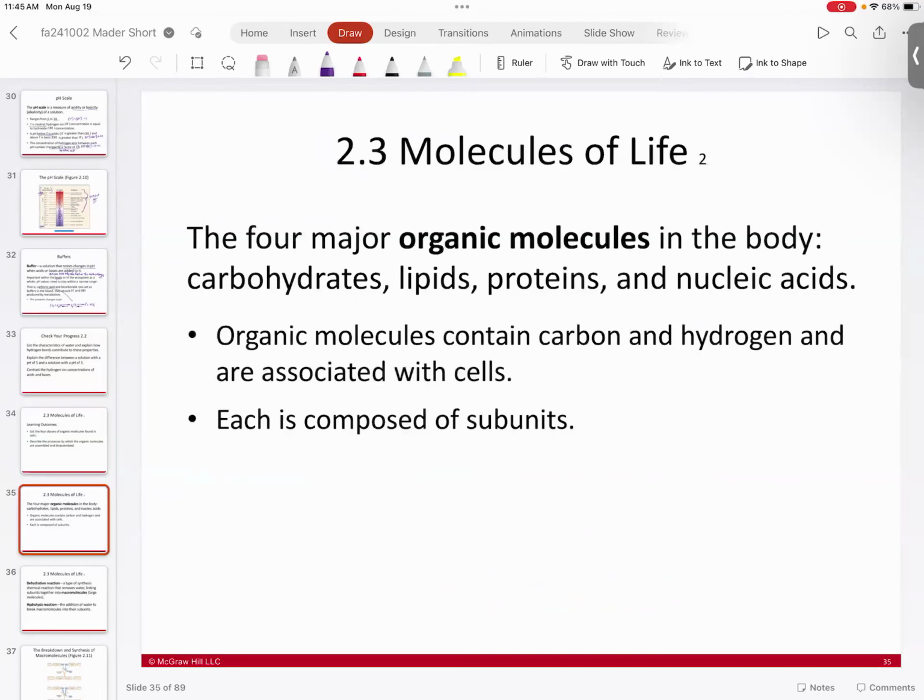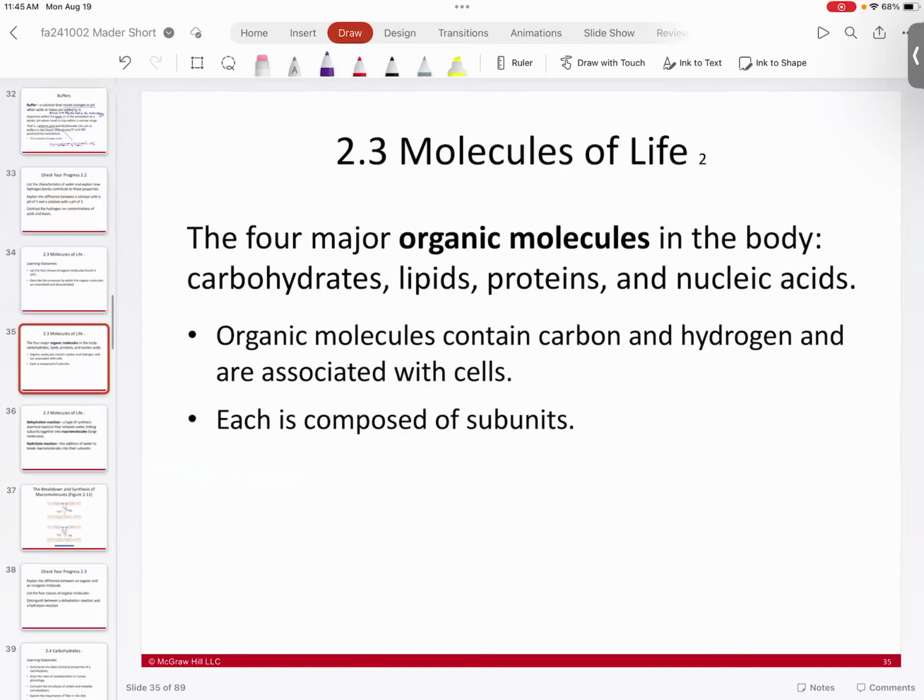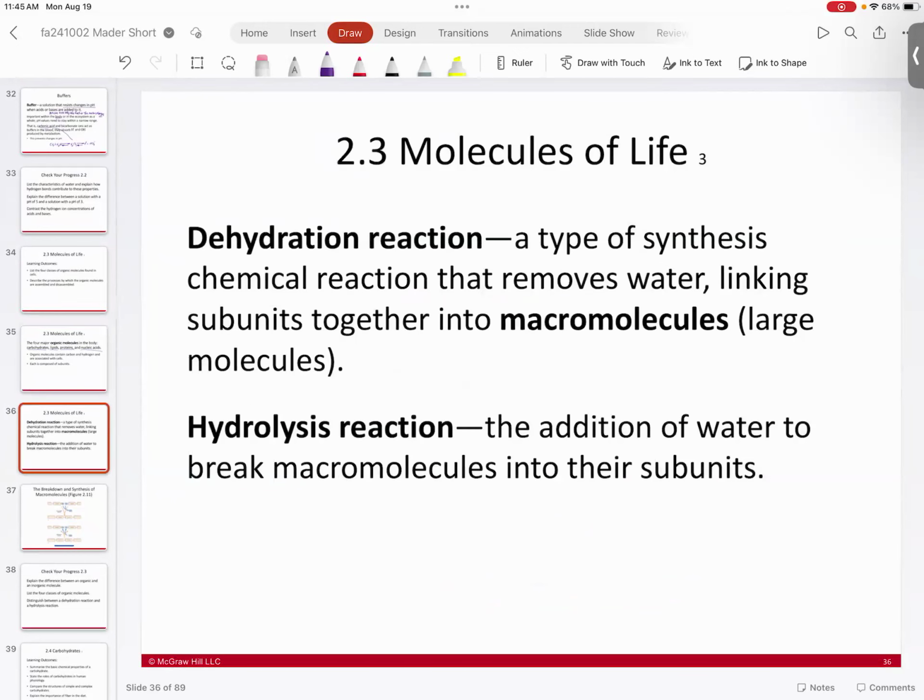So let's go ahead and take a look at some of the molecules of life. Now we're going to be looking at organic molecules. We have four major types of organic molecules. First of all, we have carbohydrates, lipids, proteins, and nucleic acids. And these are basically the molecules of life. They each are composed of subunits called monomers, which will build the large molecule called polymers.